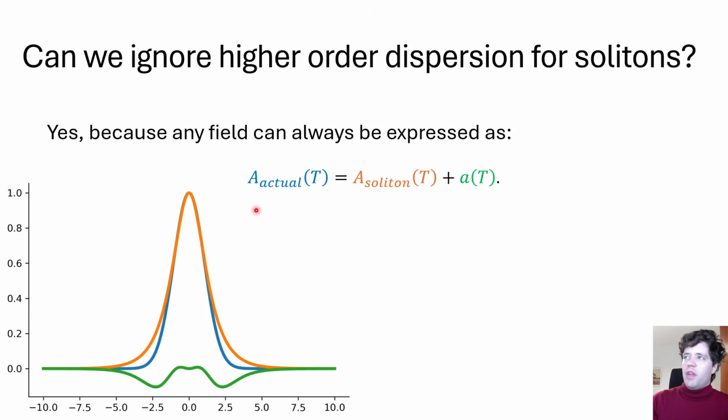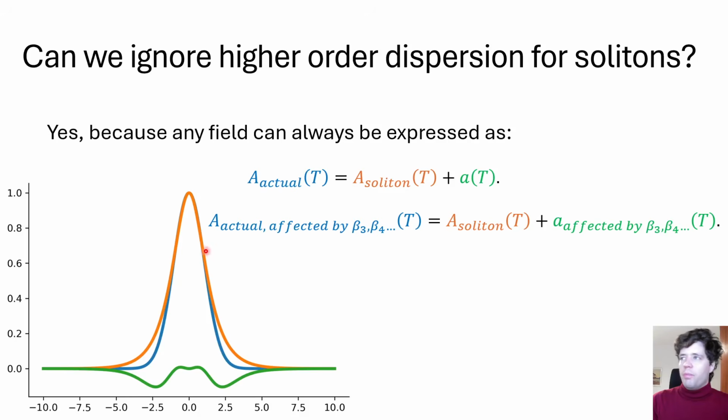And the logic here is that if you have any actual signal being launched through a fiber, then, at least if it's reasonably pulse-shaped, you can always approximate it as a soliton plus some additional field that's basically the difference between the actual field and this hypothetical soliton. So essentially, when you look at the effect of beta 3 and beta 4 and so on the actual field, you can always approximate this as just a completely unaffected soliton plus this additional field that then absorbs all of the impacts of beta 3, beta 4, and so on and so forth.